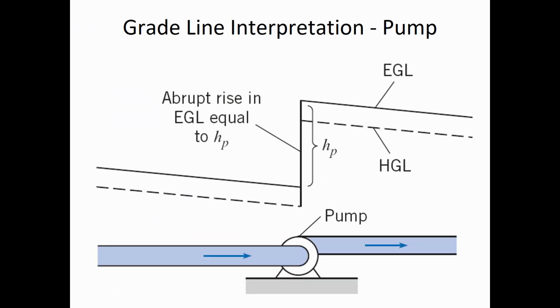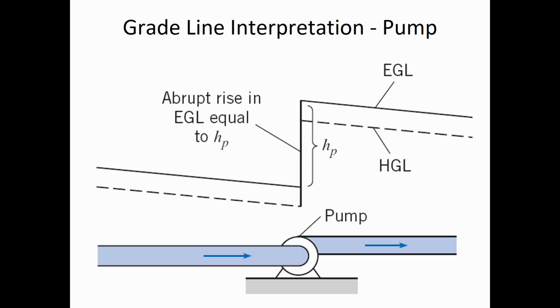Here's what a pipe does. A pump, when there's a pump, it immediately increases both the energy grade line and the hydraulic grade line. And so however much pump head is being added, it increases the amount of energy. Remember there are three places that the energy can be. Energy can be in elevation, velocity head, and pressure head. And in this physical system, the pump is adding pressure.